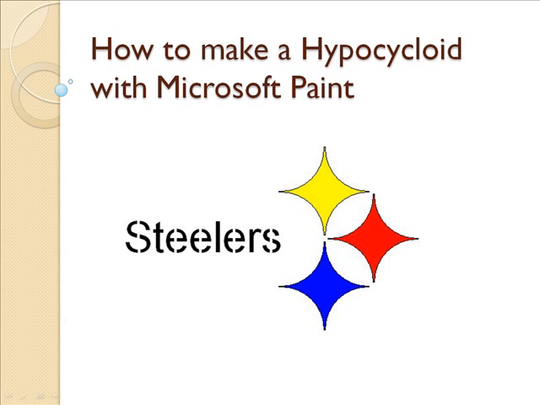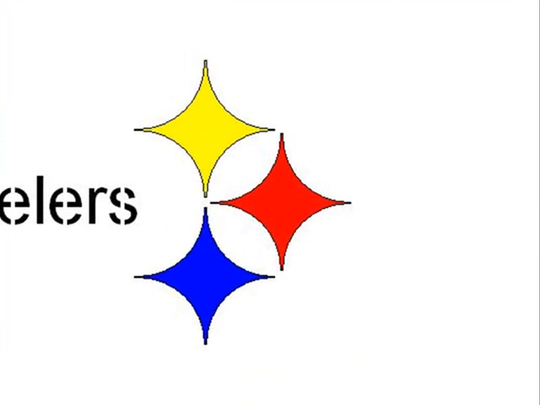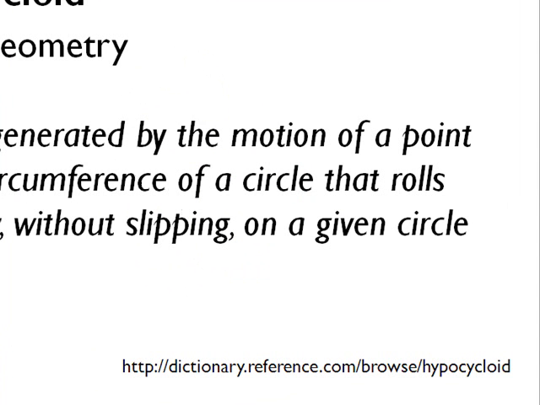Hello, Pittsburgh Steelers fans. It is time today to make a hypocycloid with Microsoft Paint. What a hypocycloid is, if you see the logo, it is part of the Pittsburgh Steelers football team logo. The definition of a hypocycloid is a curve generated by the motion of a point on the circumference of a circle that rolls internally without slipping on a given circle.